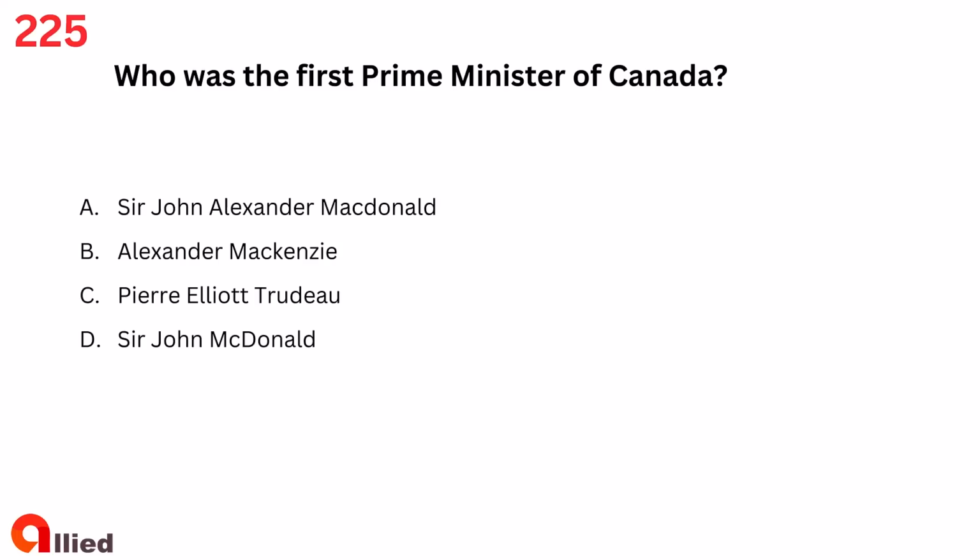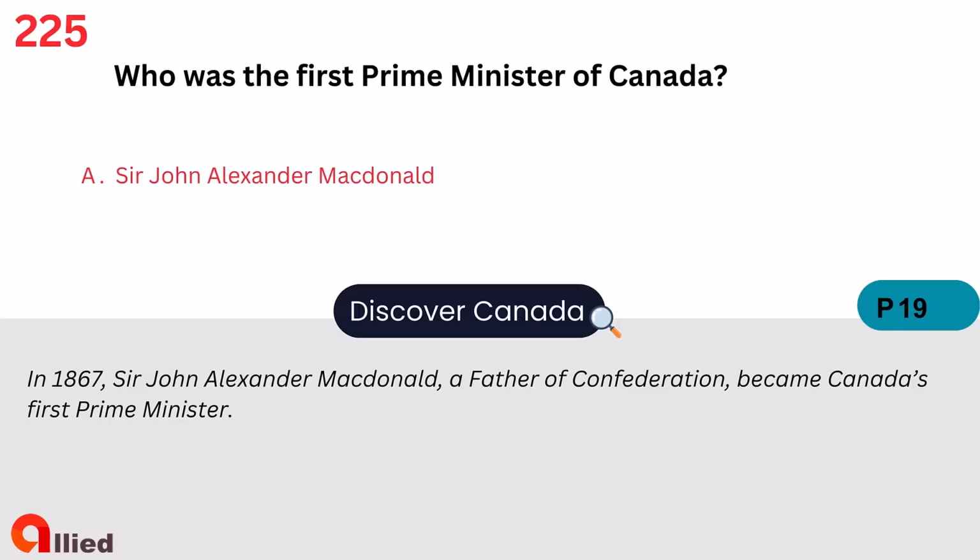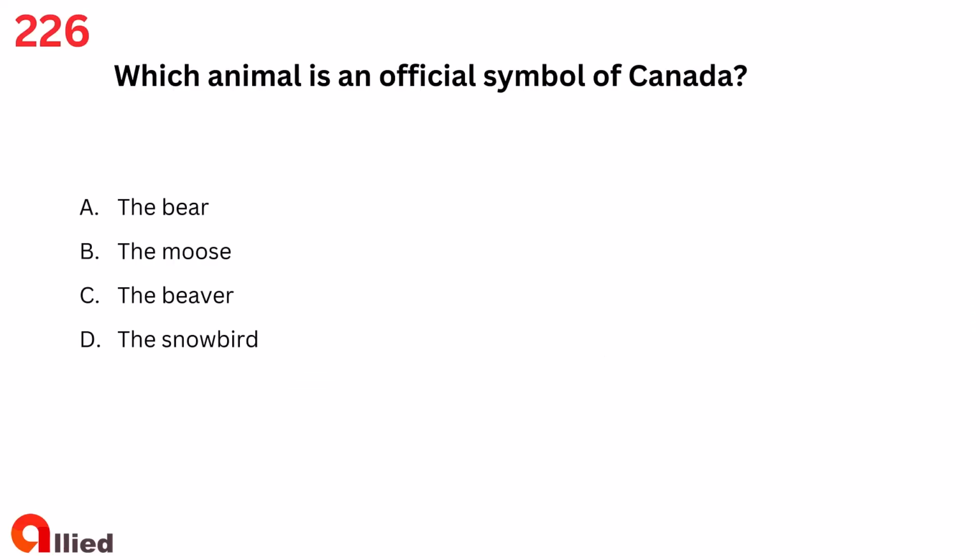Question 225. Who was the first Prime Minister of Canada? A. Sir John Alexander Macdonald. B. Alexander Mackenzie. C. Pierre Elliott Trudeau. D. Sir John Macdonald. The answer is A. Sir John Alexander Macdonald.